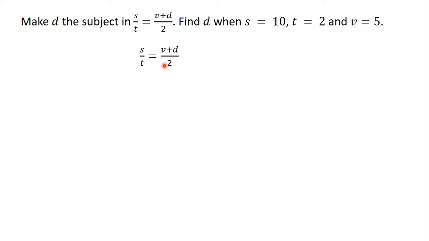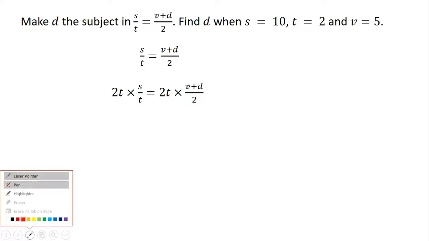And we've also found our LCM to be 2t. What do you do? You multiply each term by the LCM. So that is exactly what you are going to do. You are going to multiply each term by the LCM. So you multiply what is on the left hand side by the LCM, which is 2t. You multiply what is on the right hand side by the LCM, which is 2t.